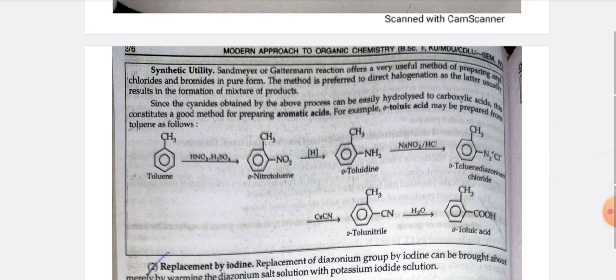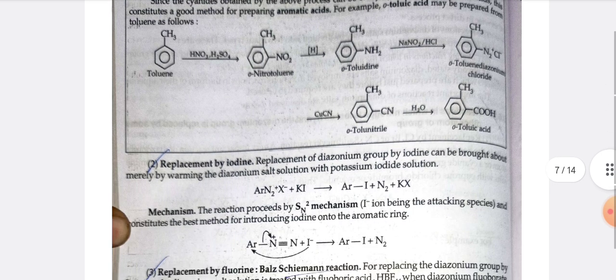Synthetic utilities. Sandmeyer or Gattermann reaction offer a very useful method of preparing aryl chloride and bromide in pure form. The method is preferred to direct halogenation as the latter usually results in the formation of a mixture of products. Since the cyanide obtained by the above process can be easily hydrolyzed to carboxylic acid, this constitutes a good method for preparing aromatic acid. Example, toluic acid prepared from toluidine.